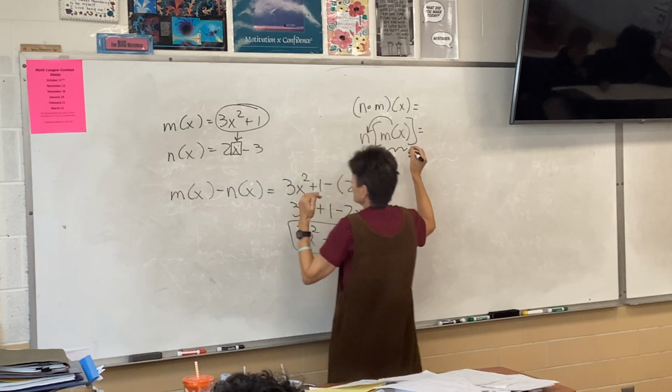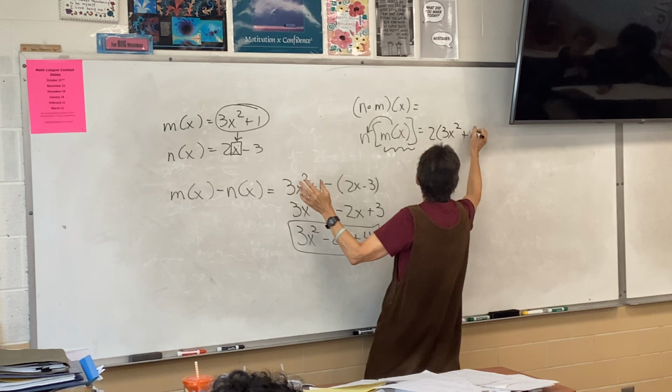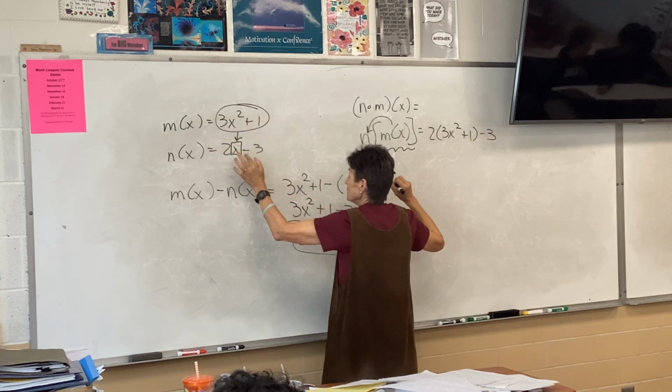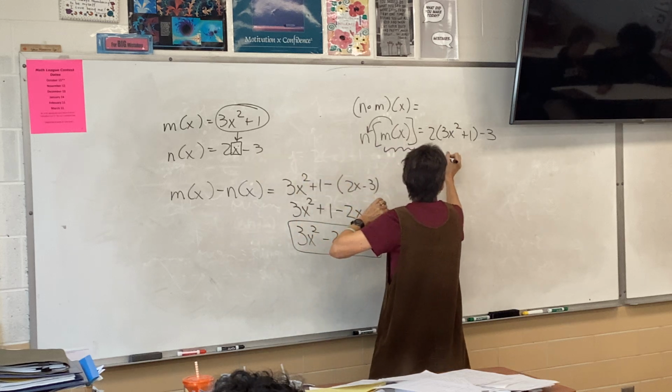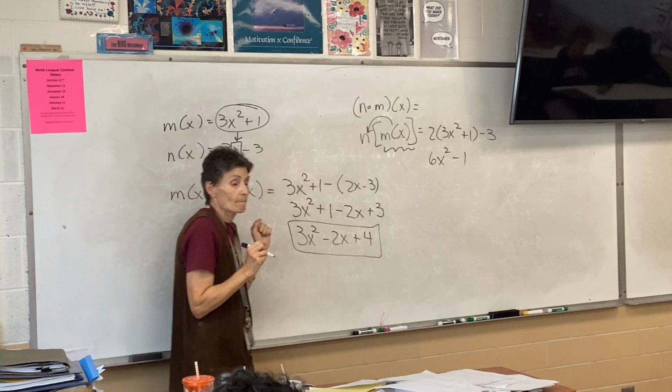So what will that be? 6x squared. Yep, you're ahead of me here. But 2 times your M minus 3. So 6x squared minus 1, is that what you said?